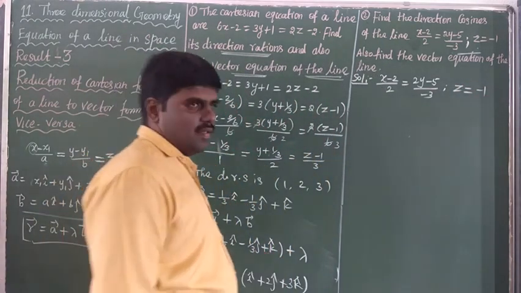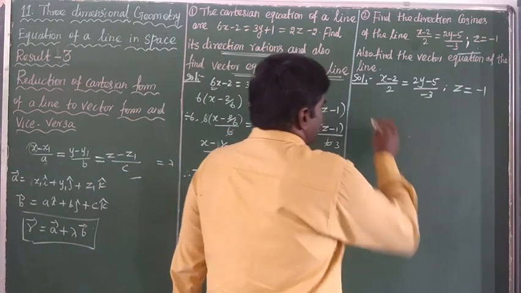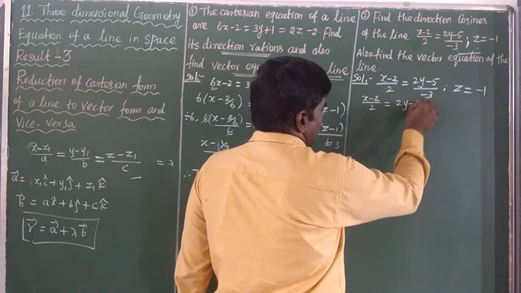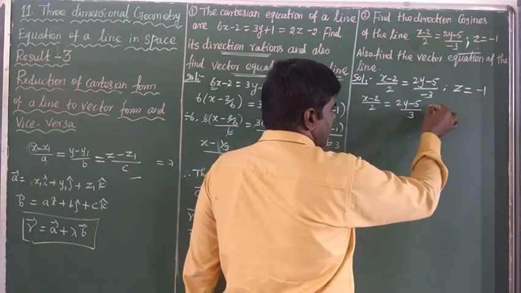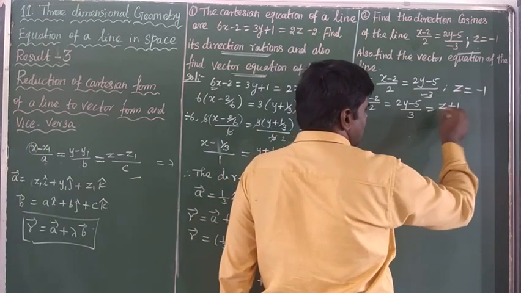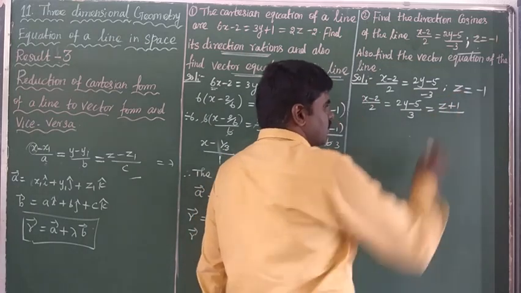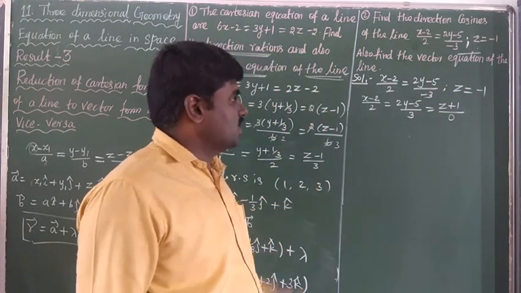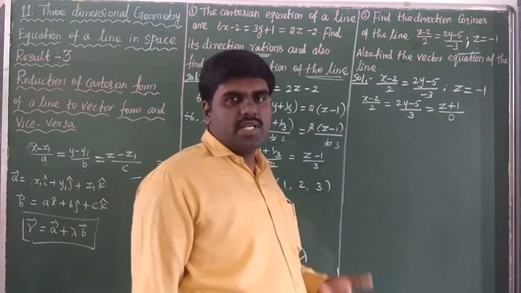To simplify the given equation, (x minus 2) divided by 2 is equal to (2y minus 5) divided by 3, equal to, I subtract minus 1, that is plus 1. That means (z plus 1) divided by what's the value here? 0. Why, sir? You will put 0. Okay, you divide this by any number, so infinity, you say that infinity.